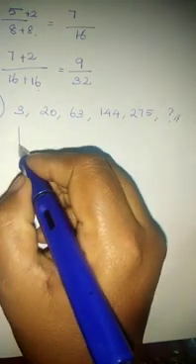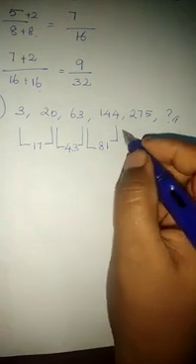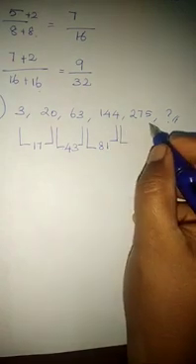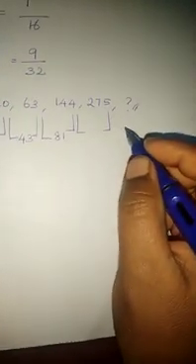What do we have to do? Find the difference between the adjacent numbers. 20 minus 3 is 17. 63 minus 20 gives 43. And 144 minus 63 is 81. And the difference between 144 and 275 is 131.